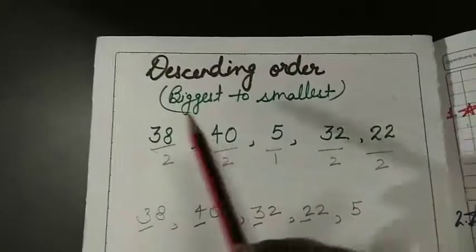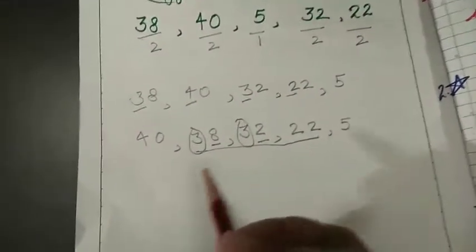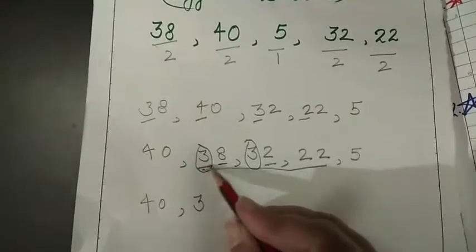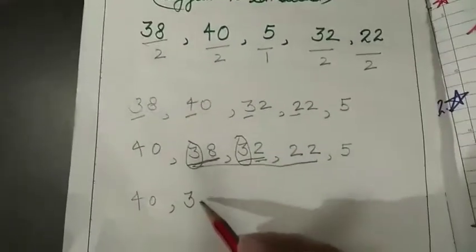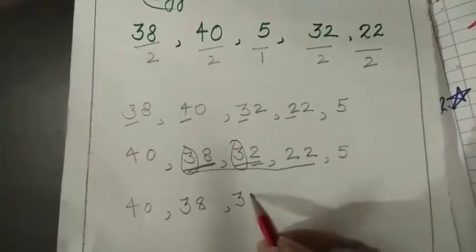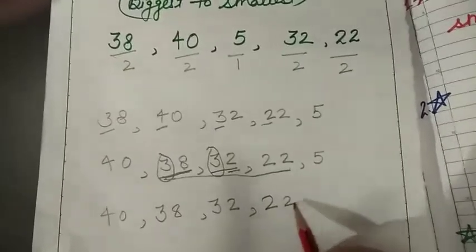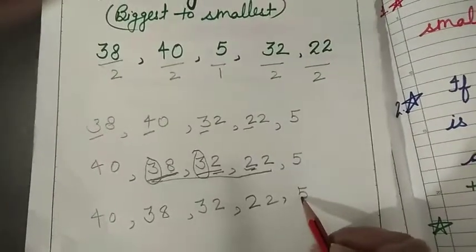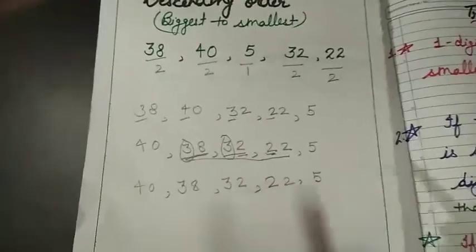And descending means biggest to smallest. So we have to arrange here biggest to smallest. So 40 is already the biggest number. 38 is bigger than 32 because 8 is bigger than 2. So we are writing here 38, then 32, and from 3 which is smaller? 22 because 2 is smaller than 3. Then 5 is a single digit, so it is already smallest. So we have arranged them in descending order.